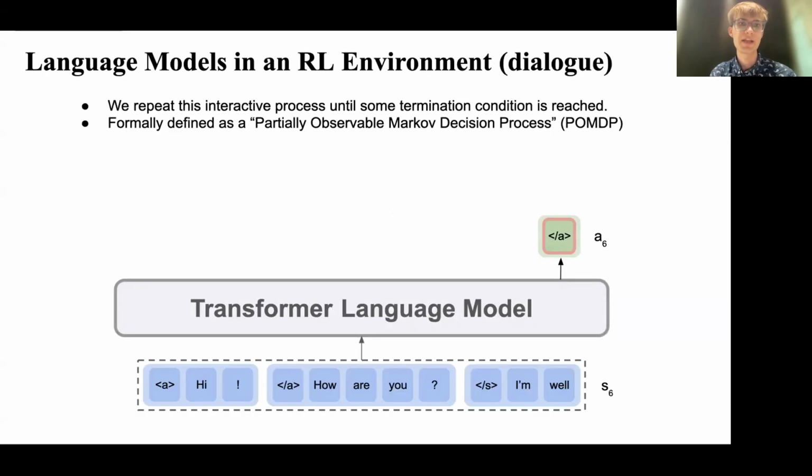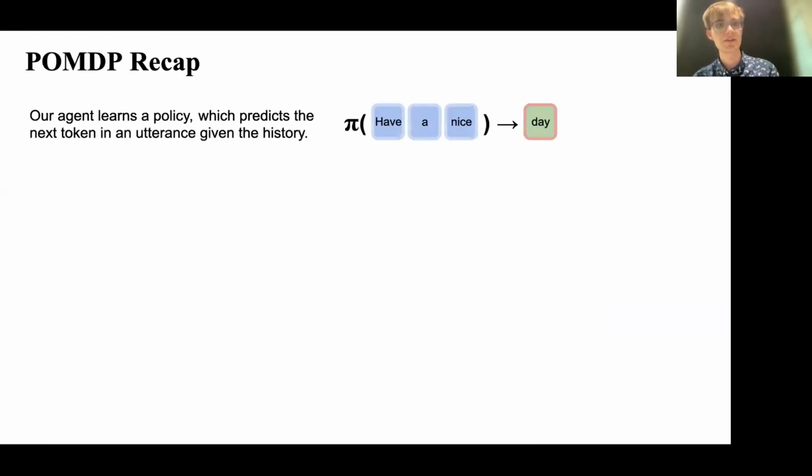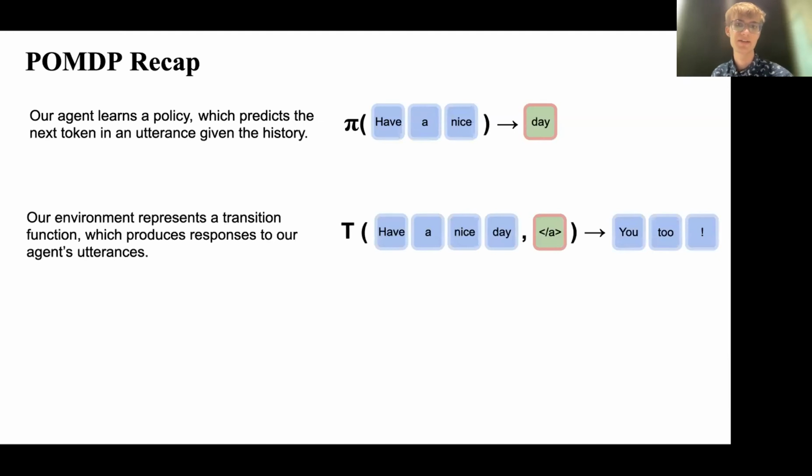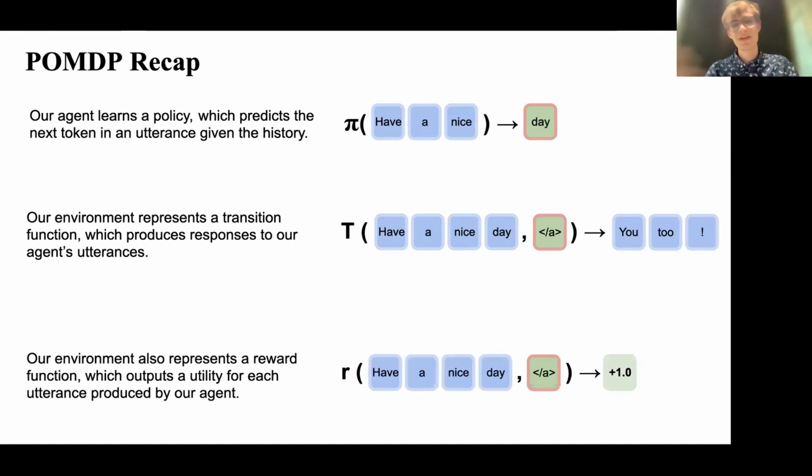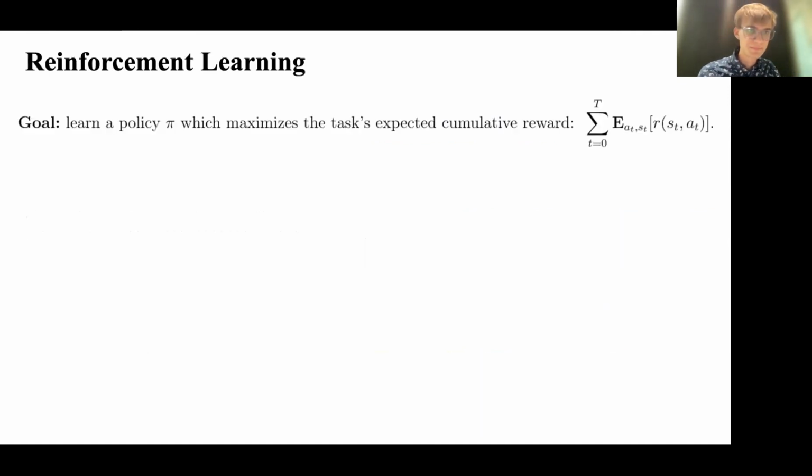Just to recap, we have an agent that learns a policy that predicts the next token in our utterances. Then the environment is going to respond to us with a new utterance once we finish our turn. And then we also get a reward function back.